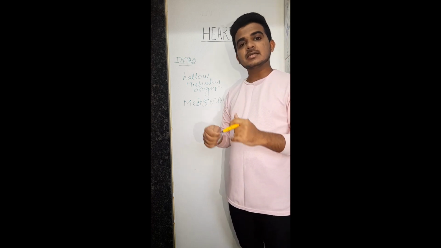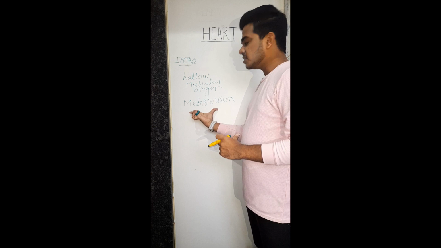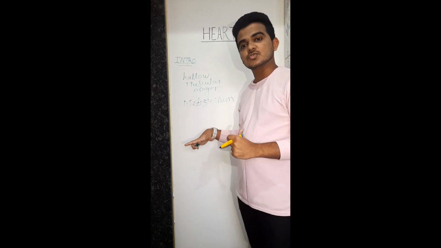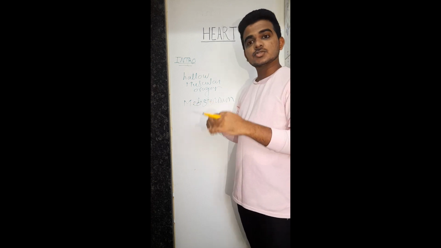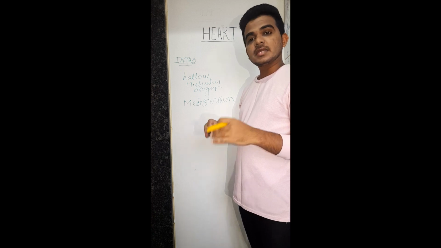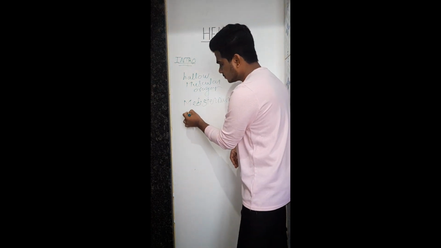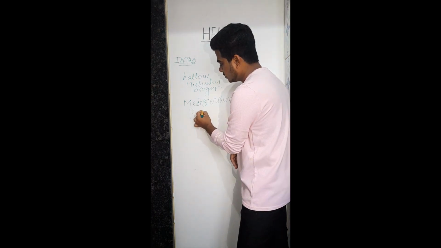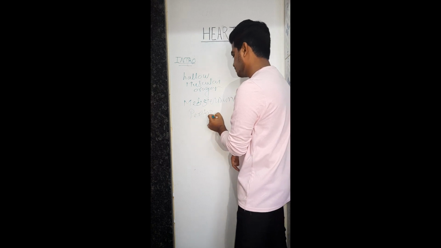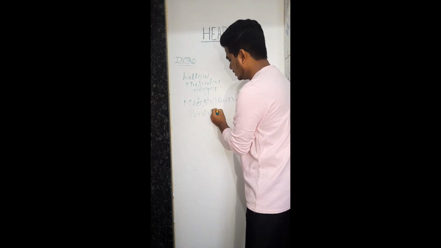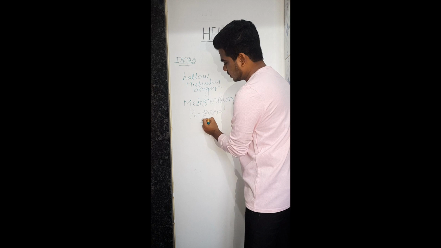The mediastinum is the place where the heart is situated, and the heart is enclosed in the pericardial sac. Okay, so now we will see what is the Greek name for heart.